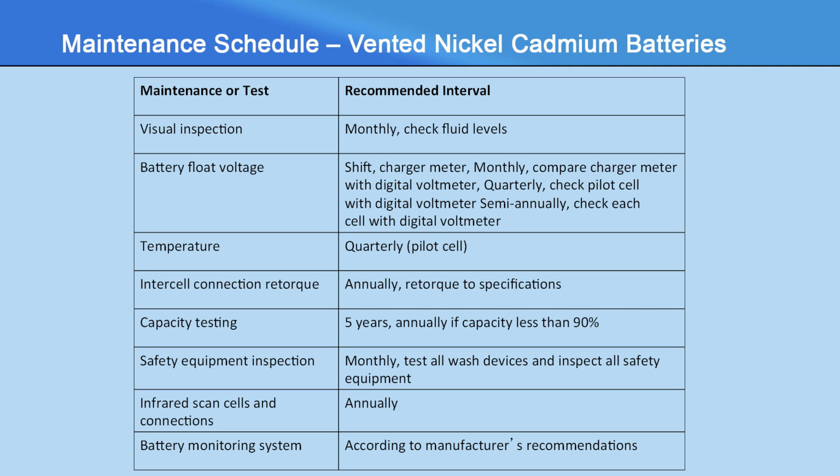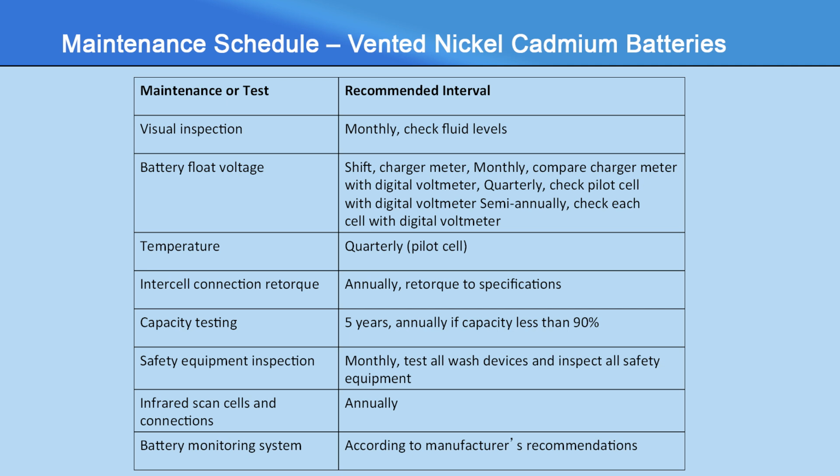Next test is the battery float voltage. It is done in every shift, that is with the help of charge meter. It is performed monthly, that is compare charge meter with digital voltmeter. It is performed quarterly, in which the pilot cell is checked with digital voltmeter. It is performed semi-annually, in which each cell is checked with digital voltmeter.